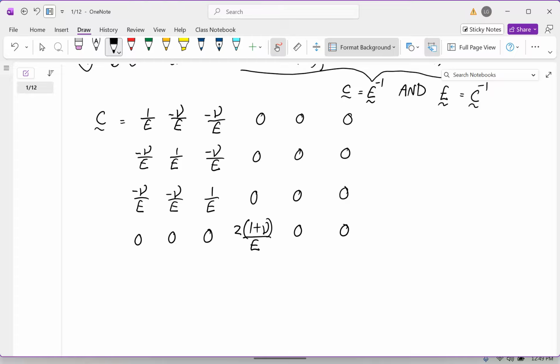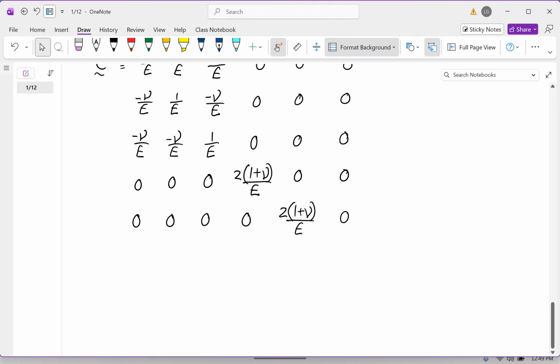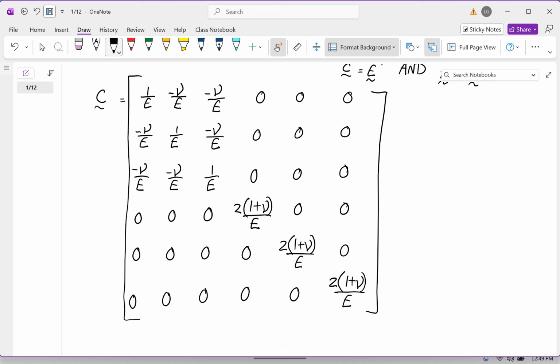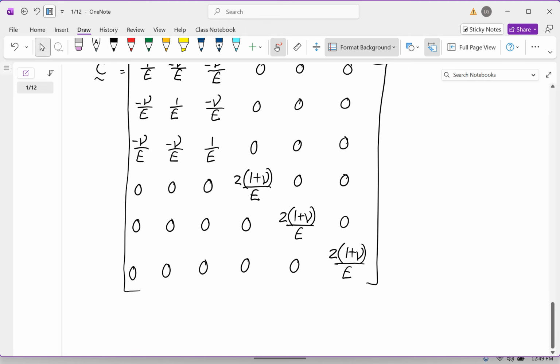And so now this value just keeps creeping along. So now we'll go 0, 0, 0, 0. And the fifth value is 2 times the quantity 1 plus nu over E, and then 0. And then the last value is 2 times 1 plus nu over E. And so there it is. That's our 6x6 matrix that we're going to use. And it's always going to look like that.